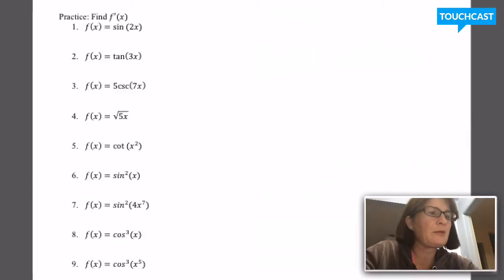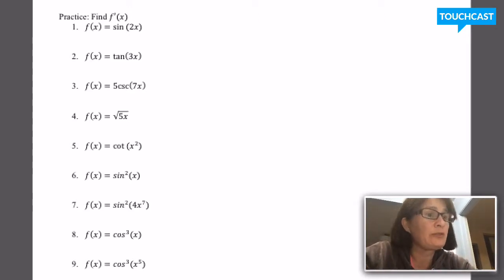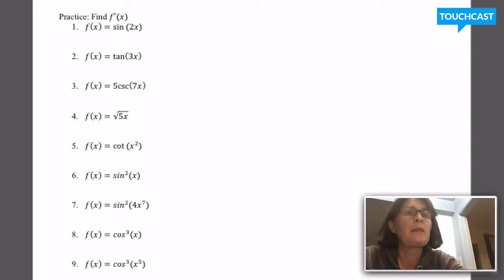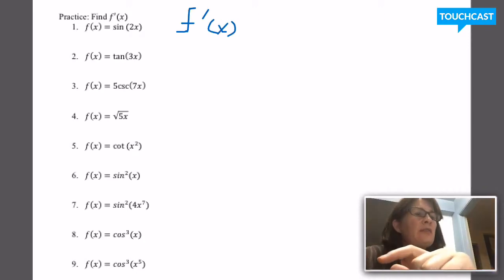We'll do a couple of these examples from the back side of your paper. So if f of x is sine of 2x, I want to take the derivative. This is the function sine of x on the outside and the function 2x on the inside. So f prime of x, the derivative of the outside, the derivative of sine is cosine.